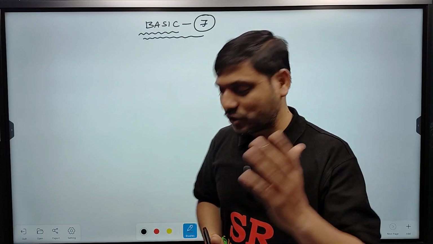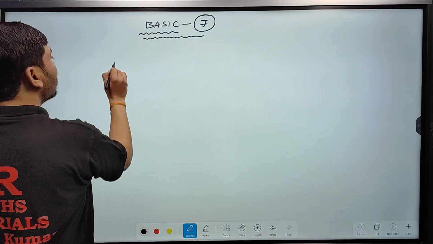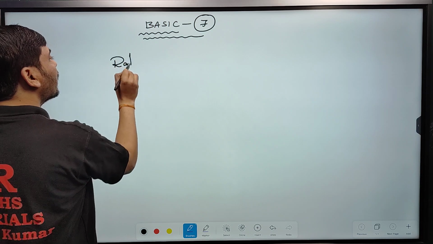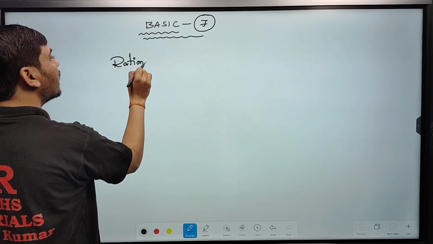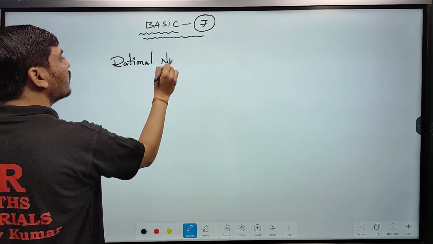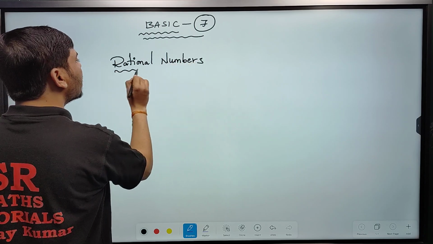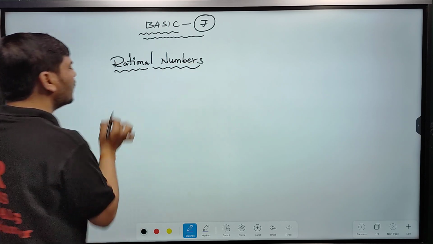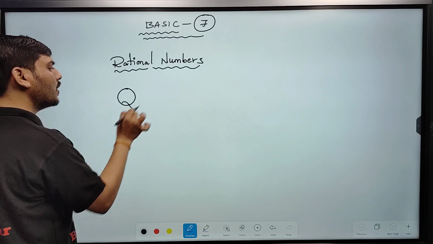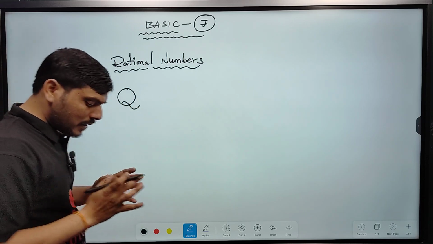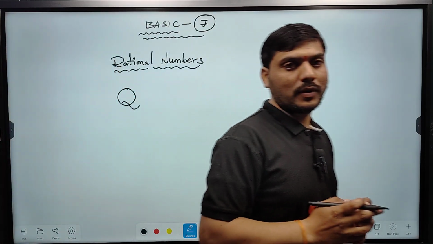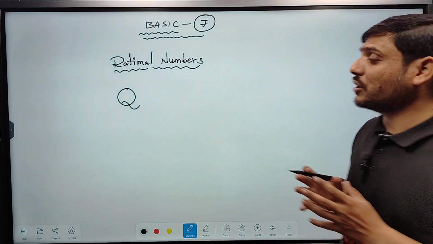Our concept now is rational numbers. Rational numbers are denoted by the letter Q. Q is called the rational number concept. Which numbers are called rational numbers?